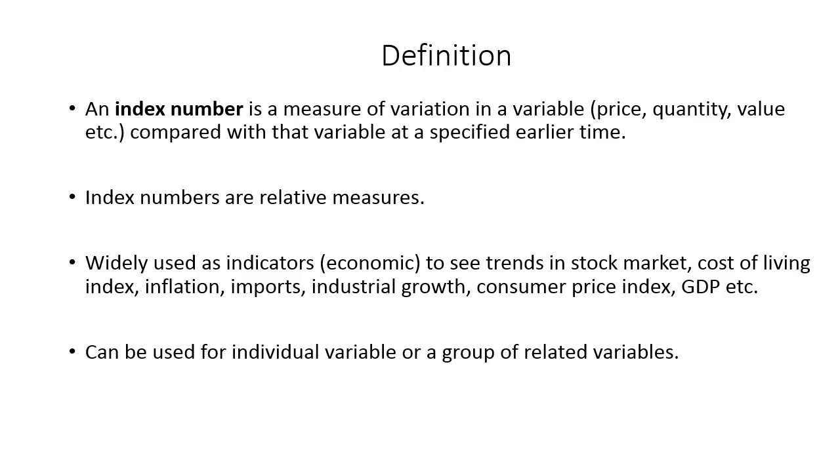Index numbers can be used for an individual variable or a group of related variables as well. In case it is only one variable that we are talking about, it is more of a percentage change that we are referring to. If it is a group of related variables, and in fact index numbers make better sense when we are talking about a group of related variables, we will be talking about how much variation has occurred overall in this group of related variables as compared to these variables in some earlier time period.